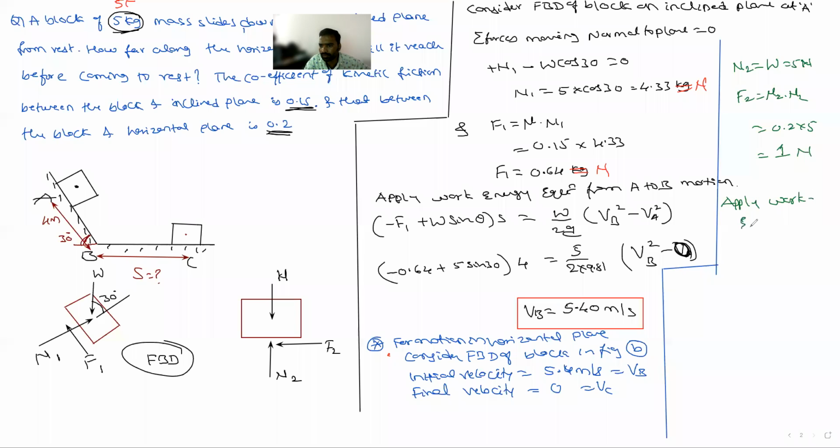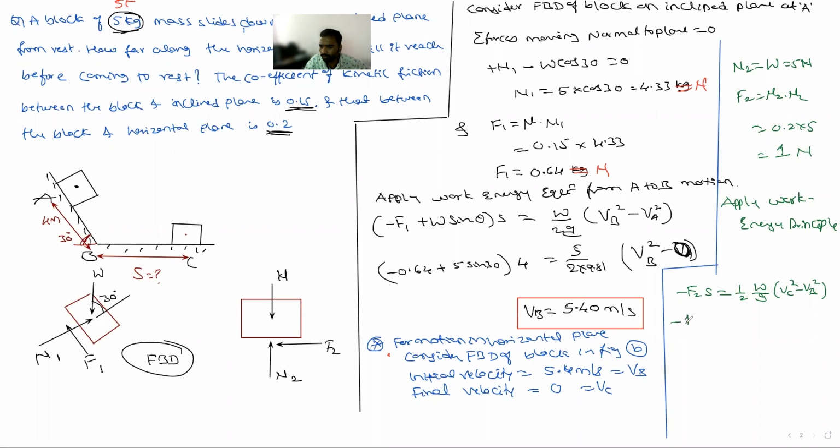Okay. Now apply the work energy principle. Tell me how F is moving and how the body is moving. F is in the left direction, the body is moving in the right direction. So minus F into S minus F2 into S is equal to half mv square. I will take it as W by g into Vc square minus Vb square. Correct? All of you.